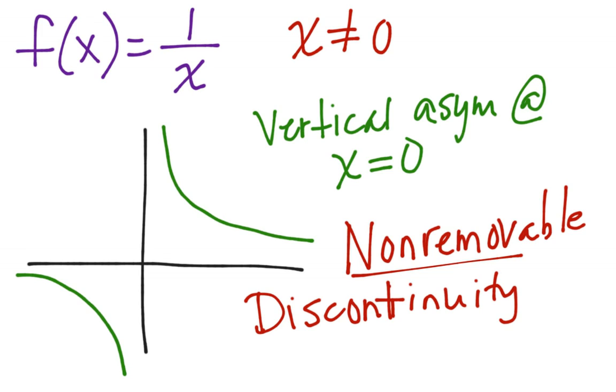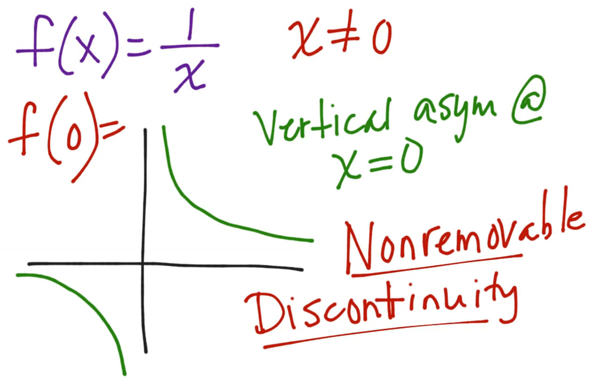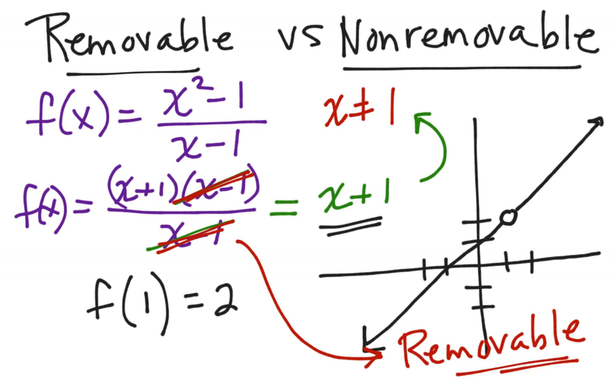Non-removable. A little more official way to think of this is I can never figure out what f of 0 is. This does not exist. And because it does not exist, I have non-removable. Back in this example, I could figure out what f of 1 was, where there was an issue. So we call that removable.